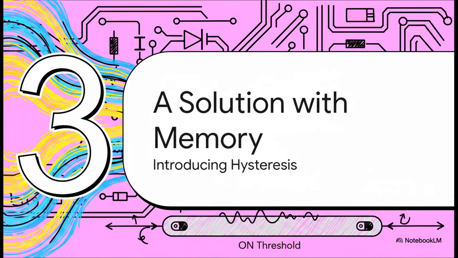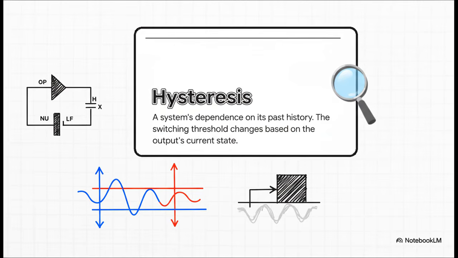Okay, so how in the world do we fix this? How do we build a smarter switch that isn't so twitchy? Well, the solution is actually incredibly elegant. We just give the circuit a little bit of memory of what it just did. And this whole concept is called hysteresis. It's a fancy word, but it basically just means that the system's behavior depends on its past. For our circuit, it means that once the switch is flipped on, the rule for flipping it back off actually changes. The circuit literally remembers what state it's in.